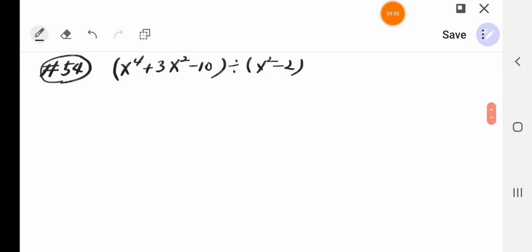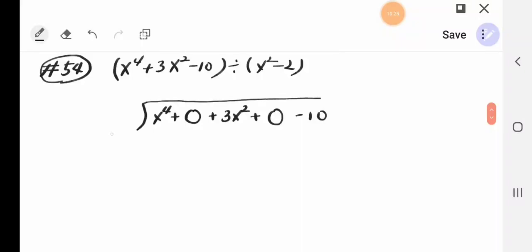Okay, let's try exercise number 54. The dividend is x to the fourth power, so write down x to the fourth power. There is no x cubed, so put 0 or space. The next space is for the square term, so 3x squared. There is no x term, so put 0 or space. And the constant is -10. This polynomial is divided by x squared minus 2. So write down x squared, and the divisor does not have an x term, so put 0 space, and then -2.